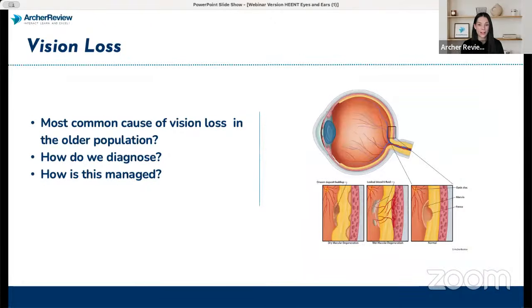So let's go on to vision loss. What is the most common cause of vision loss in our older population? Does anyone remember? This is a picture of it. If you look very closely here, you see something happening with that macula. It's a little hint.